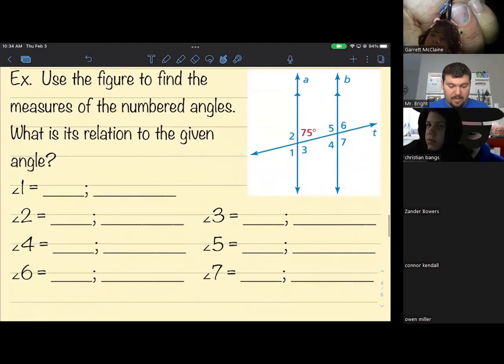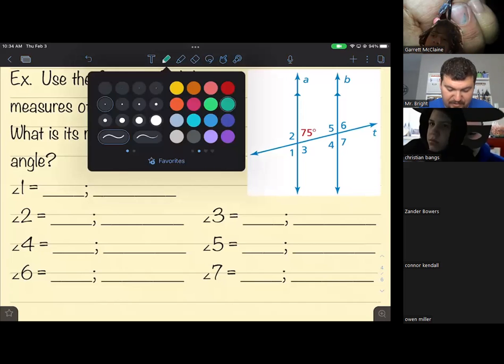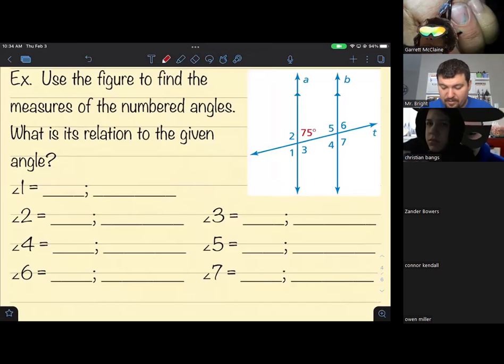All right. Now it says use the figure to find the measures of the numbered angles. What's its relationship to the given angle? So the 75-degree angle. I'm just going to start calling on some people so we don't have the awkward silence. So Alex, you're first up. Alex, what's the measure of angle 1? 75 degrees. Excellent.